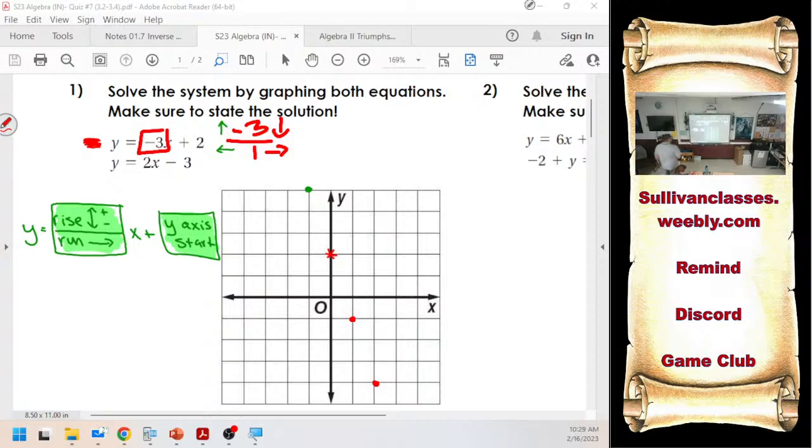All right, so get your straight edge on there, connect the dots. I also want to make as many dots as possible and use a straight edge because these two graphs should hopefully cross somewhere.